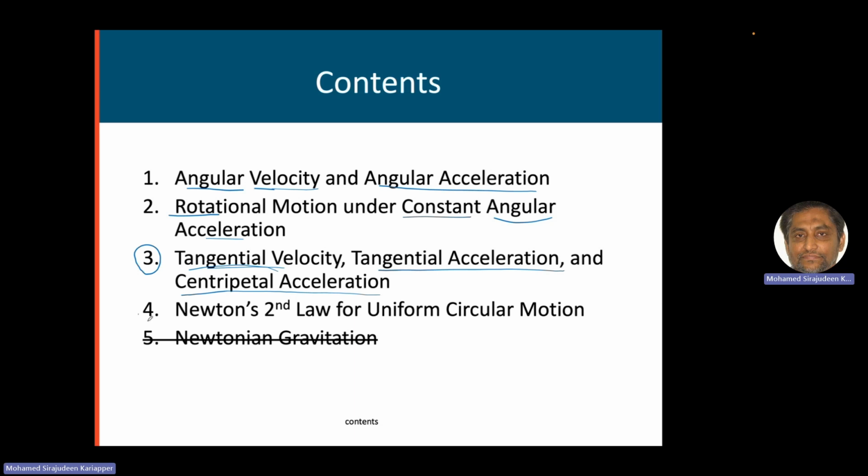Then number 4, we'll bring in Newton's second law, the dynamics for rotational motion. So we will apply Newton's second law for the circular motion, something that goes in a circle. Number 5 is omitted. We probably will not have time to do that.